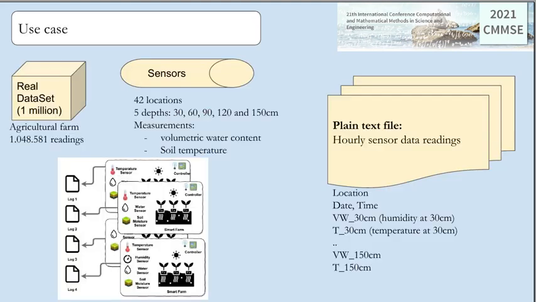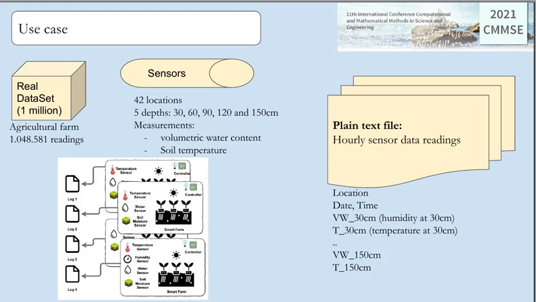We have a case of use, and we have a dataset of just over 1 million records. This information was processed from an agricultural farm, and the dataset gathers information from sensors distributed in an agricultural farm.